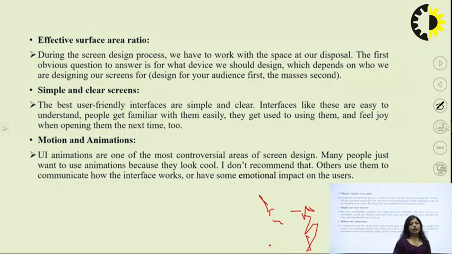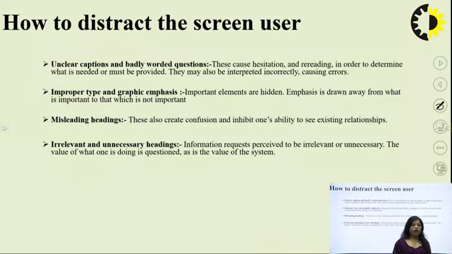So these are some principles which we have to follow while designing the screen element. Next is how to distract the screen user. There are some points through which the user can be distracted while using the screen. First is unclear captions and badly worded questions. Unclear captions means the captions which we are using in our screen are not clear, maybe they use technical words, maybe they have spelling mistakes. So these are some examples of unclear captions and badly worded questions.